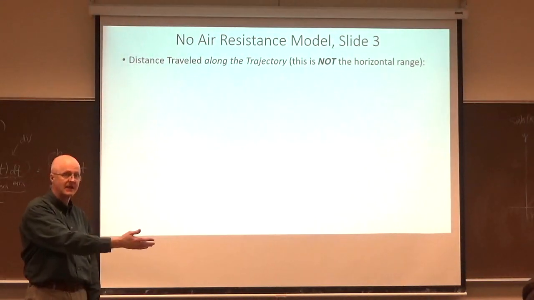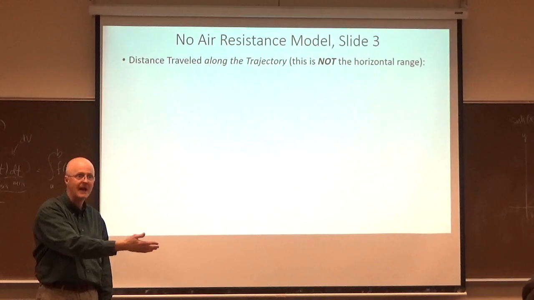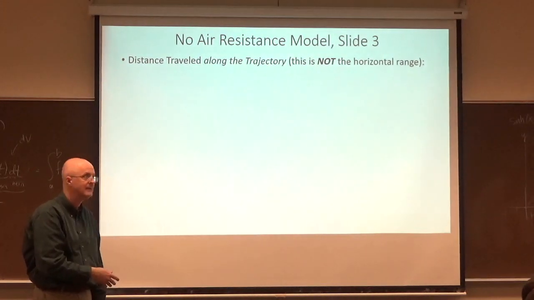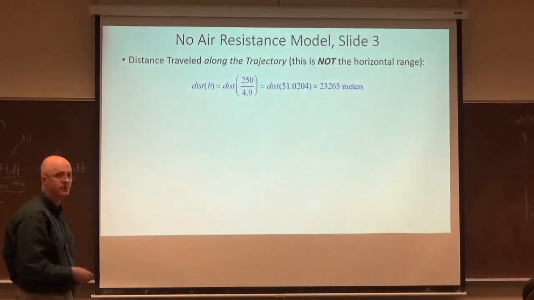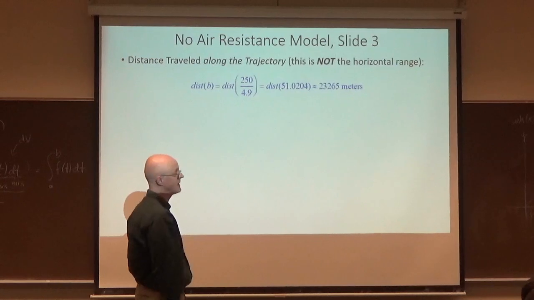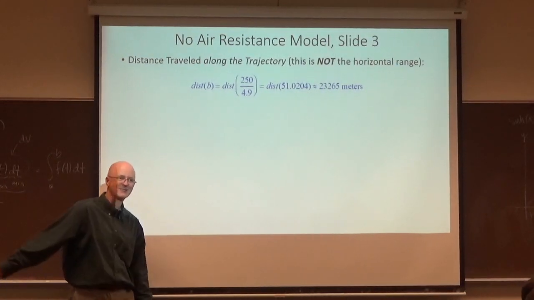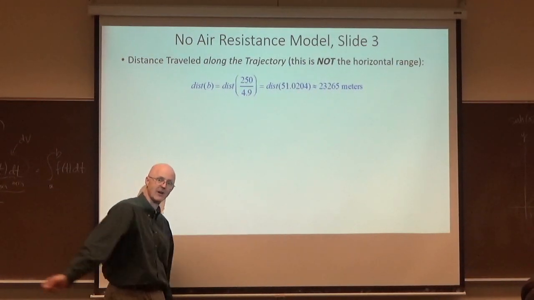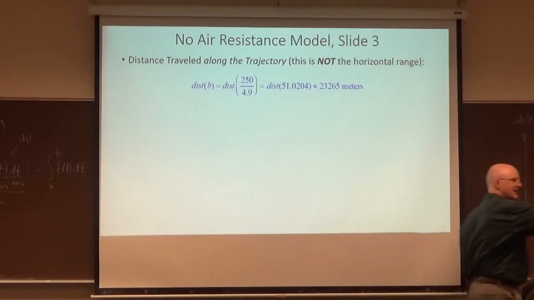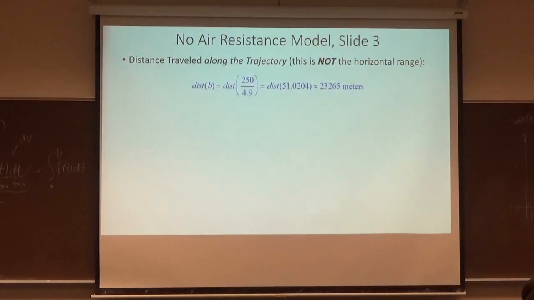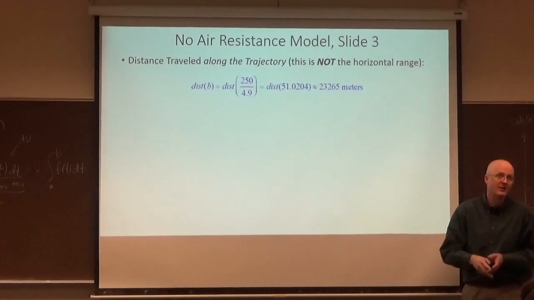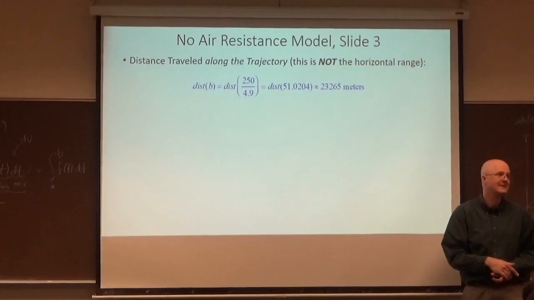This is not the same as that horizontal range. It's not the number that we found, which was about 22 kilometers. It's distance b, where b is 250 over 4.9. It's bigger than 22 kilometers, about 23 kilometers, because it's traveling not along a straight line, but along a parabola, a very long parabola like this. Actually, the parabola is only about 1 kilometer longer than the horizontal line.